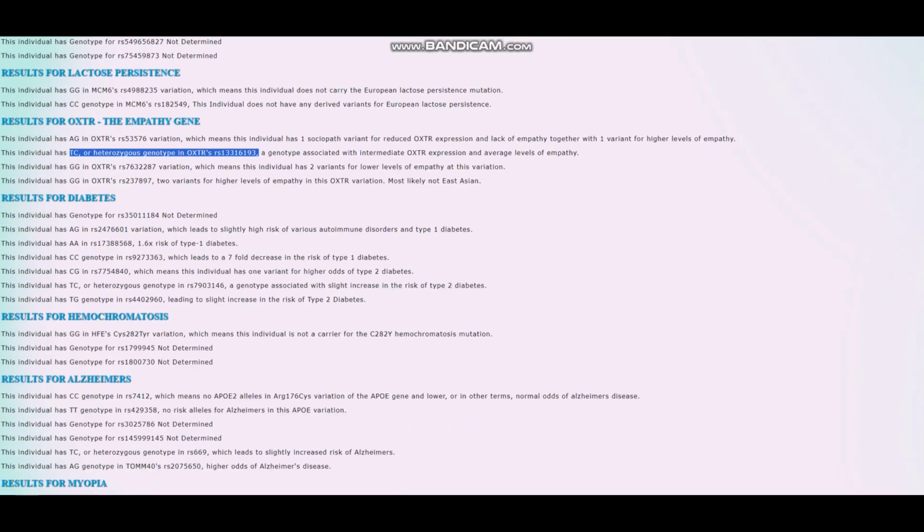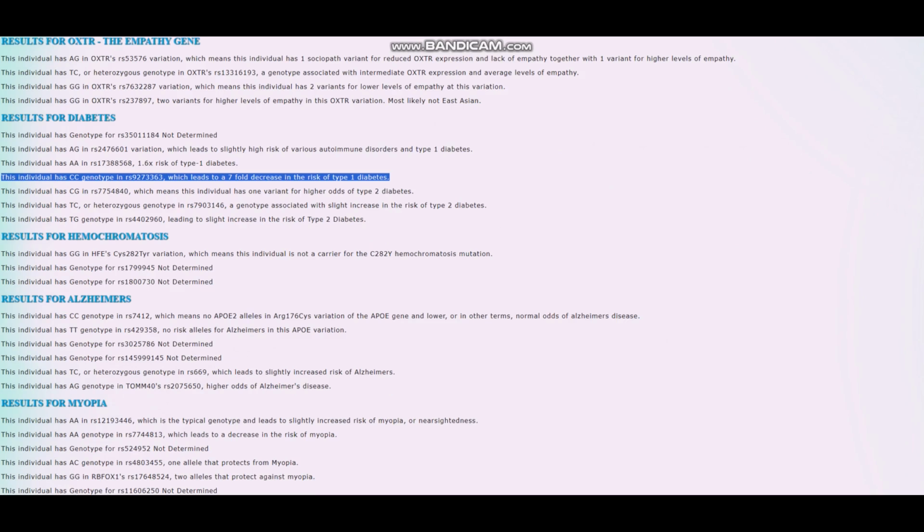For diabetes, it looks like this individual does not have type 1 diabetes, really good. Type 2 diabetes score we already saw, it was pretty high. For hemochromatosis, this individual is not a carrier for the C282Y hemochromatosis mutation, but it does not mean he's in the clear because there's still these two others that aren't determined, are not in the file.